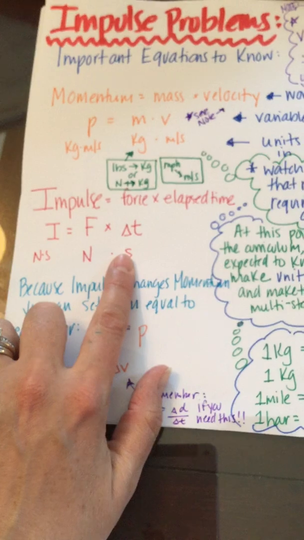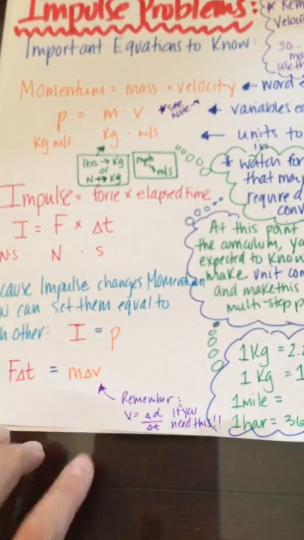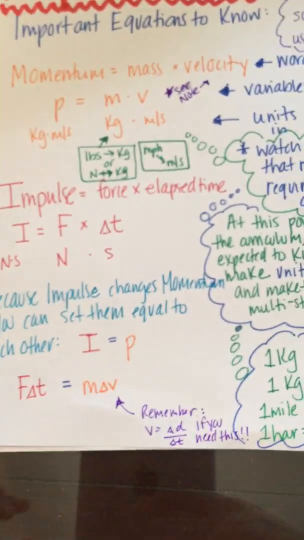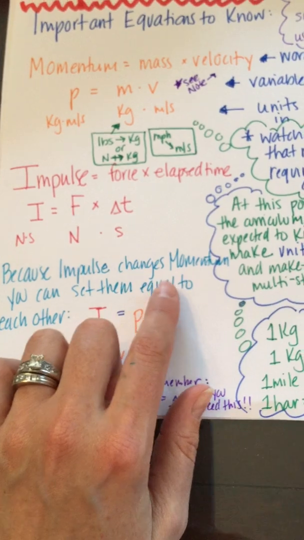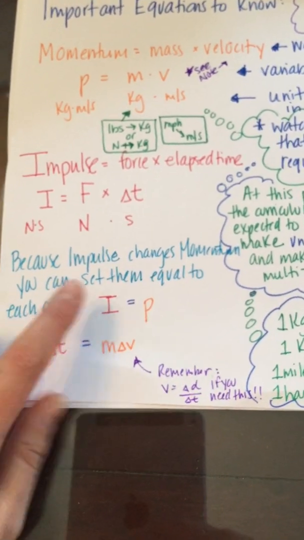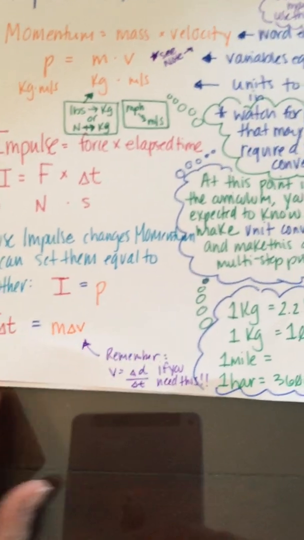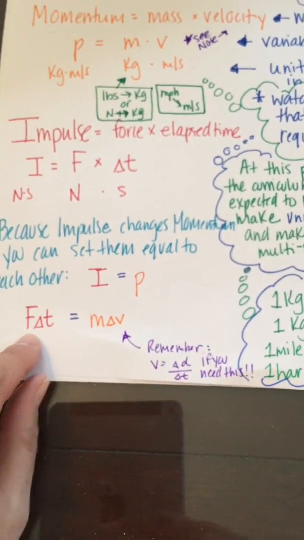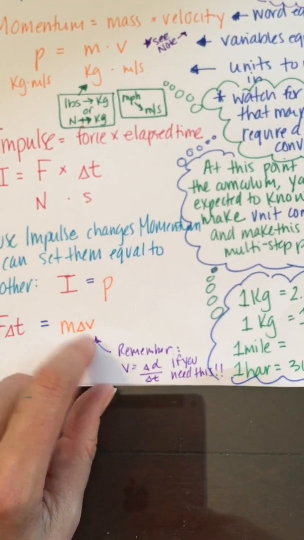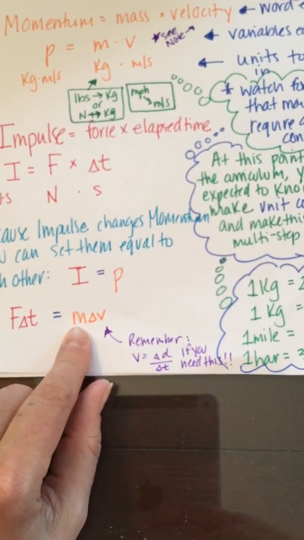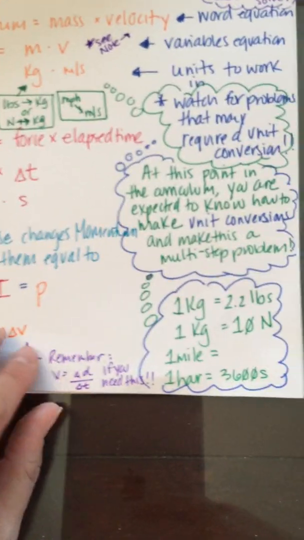Impulse, here's the equation for impulse. I equals F times delta T: force times the amount of time that force is applied, the elapsed time. And because we know that impulse changes momentum, you can set those two equations equal to each other, because the impulse will cause the change in momentum. What we get is force times elapsed time equals the mass times the change in velocity. Usually we're not changing the mass of the object, we're changing its velocity as we change its momentum.